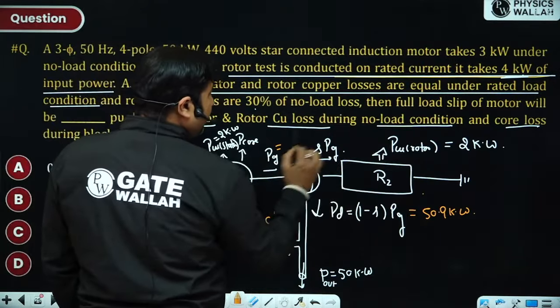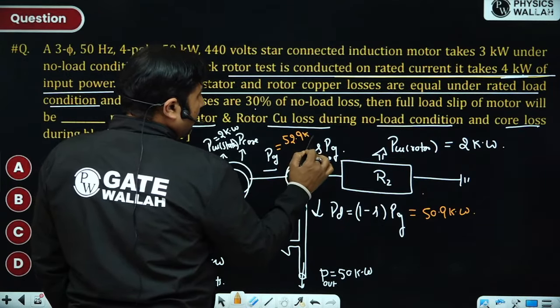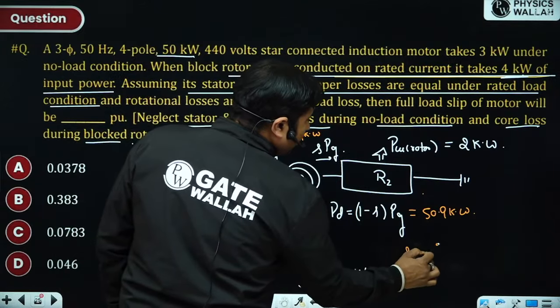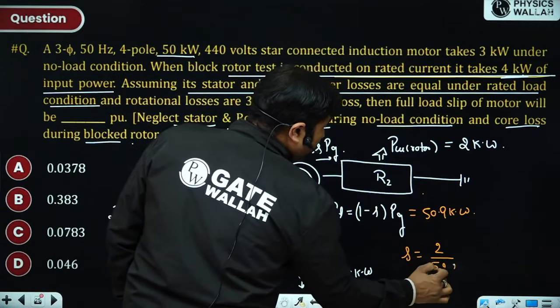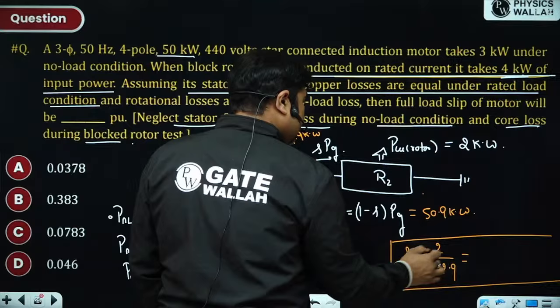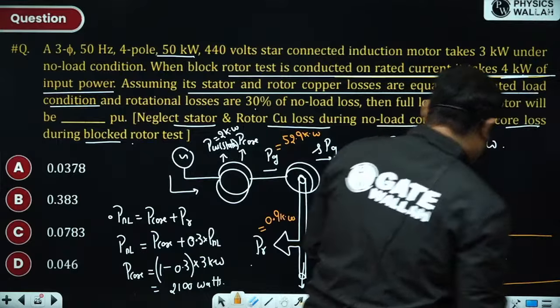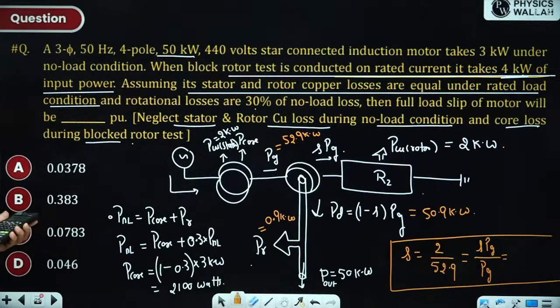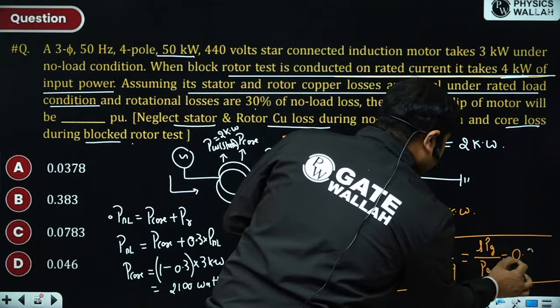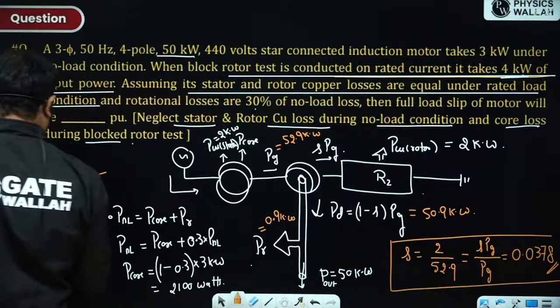So this will become 52.9 kilowatt. And now you can calculate slip. Slip is SPG by PG, so 2 upon 52.9. Is it okay? That's all we need to perform. So 2 by 52.9, that is approximately, the slip is 0.0378. Is there any option of 0.0378?